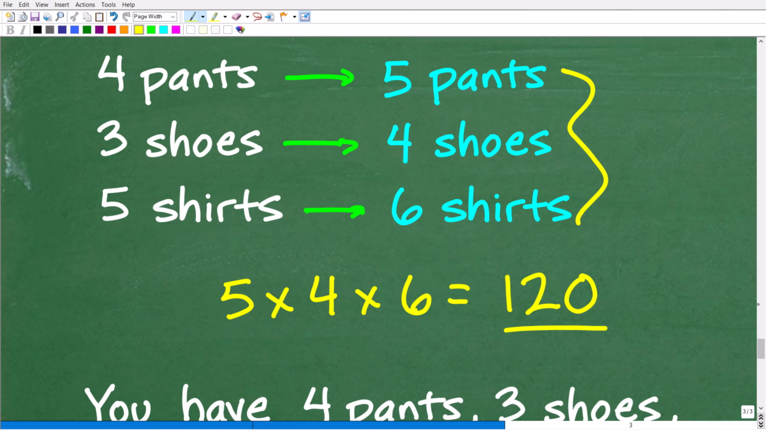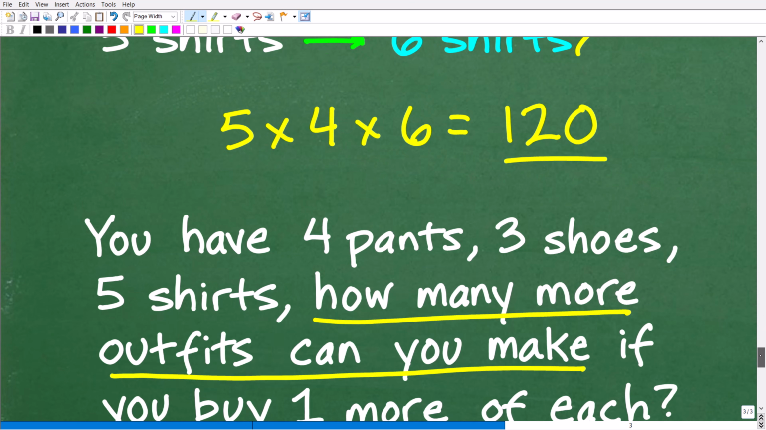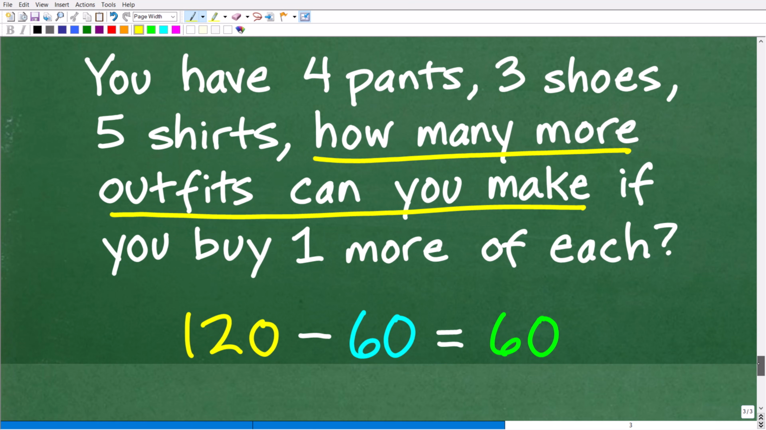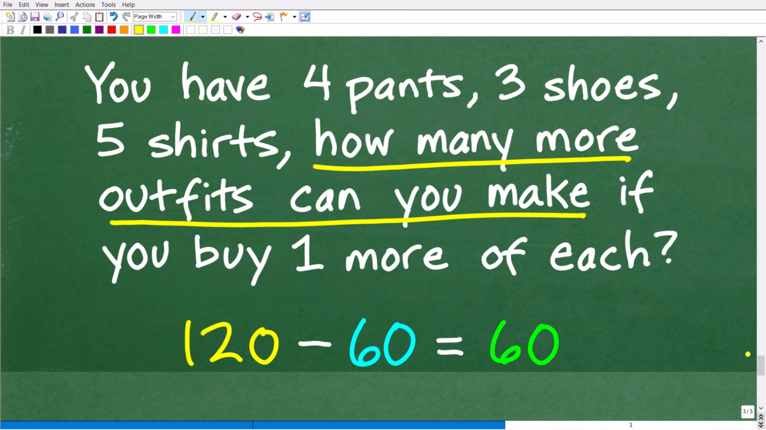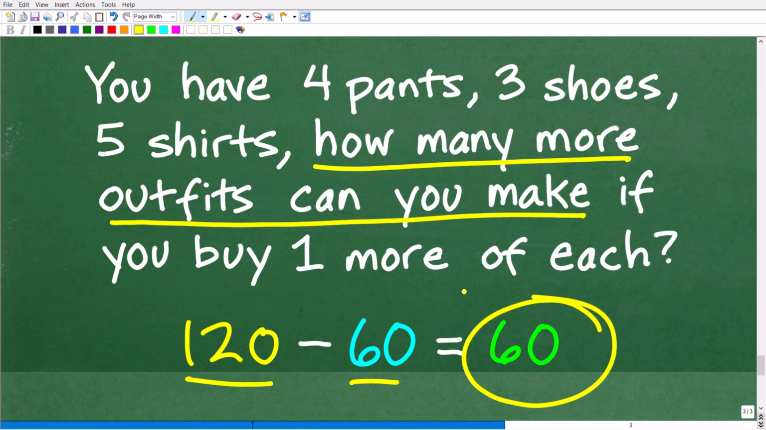All right, so what is the question? We've got to be very careful here, right? How many more outfits can you make if you buy one more of each? Well, we can make 120 total outfits, but we start off with 60 outfits. So how many more outfits we can make is just going to be the difference, right? We can make 60 additional outfits from our original wardrobe.